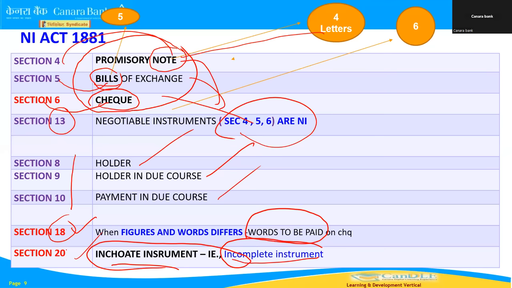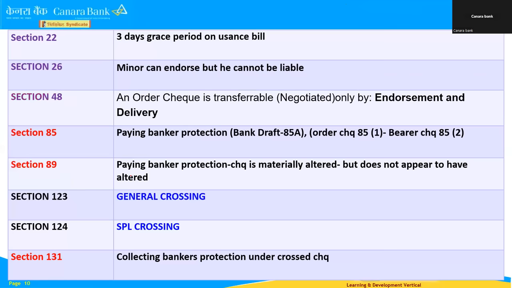These are the very important sections only I'm discussing. If I want to give you an entire list, I can give you, but you will not remember. If you can remember, you can go to any book and you can read all the Negotiable Instruments Act sections. Now come to some other sections. Section 22, 3 days grace period on usance bill. When usance bill is there, generally, as per section 22 of NI Act, 2 days, 3 days grace they will get. Section 26, minors can endorse a check, but they are not liable. Because he's a minor, but they can endorse, but they are not liable.